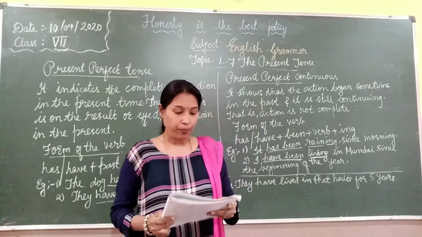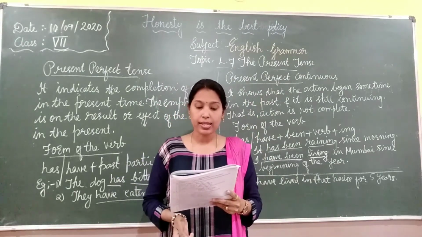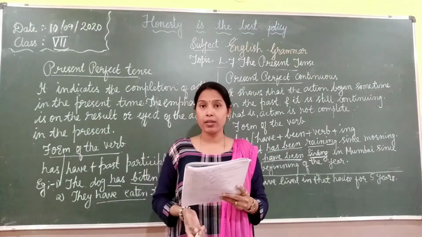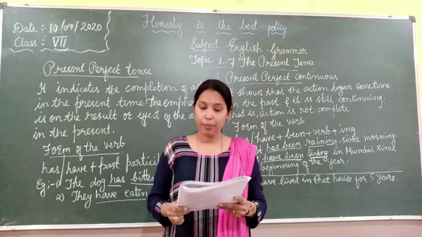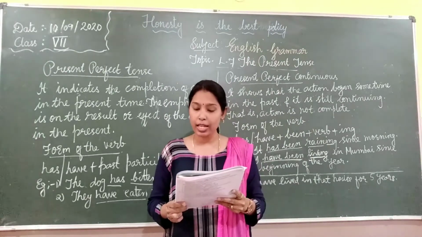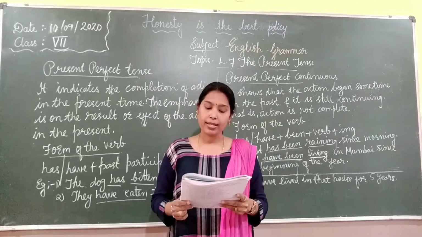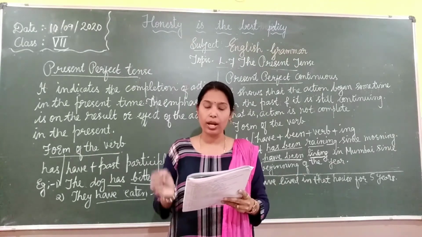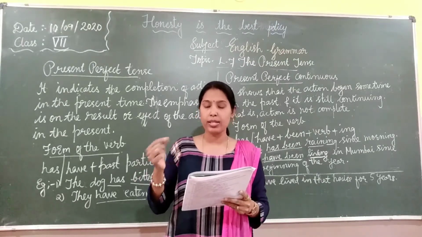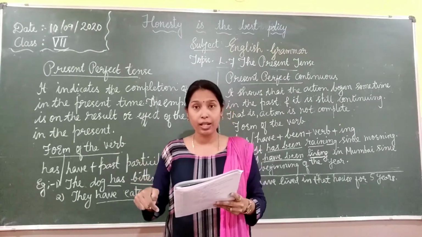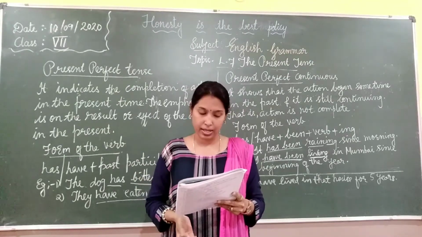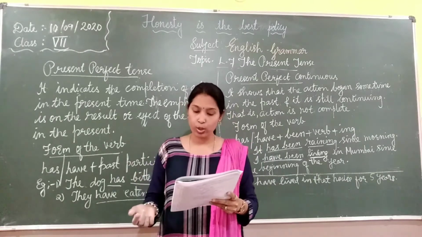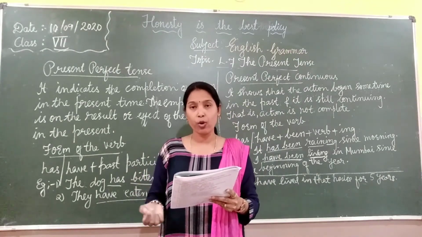Now we often use since and for with the present perfect tenses. We will use since and for with the present perfect tenses to indicate the time period during which the action has continued or been going on. Since is used for a point of time. Since morning, since last week, from the past till now it's happening. Then we will use since. And for is used for a period of time. For 2 years, for a decade, for a fortnight, etc.